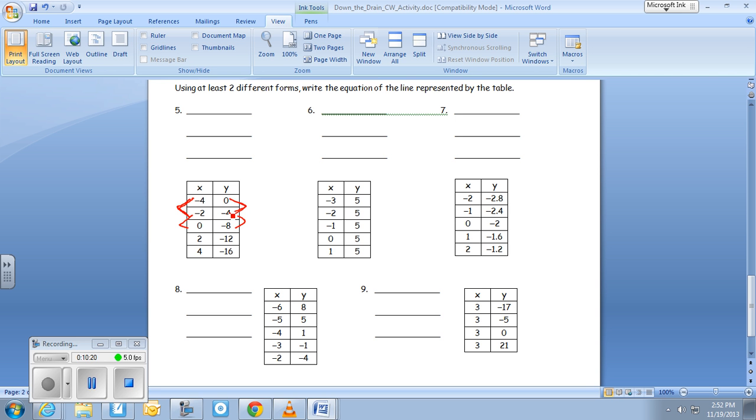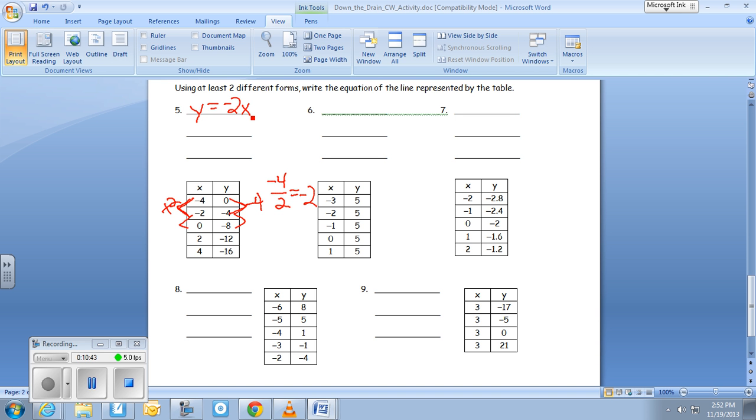So going from 0 to -4, I'm subtracting 4. Going from -4 to -2, I'm adding 2. So I would put a -4 over 2. So that would give me a slope of -2. So I'm going to start my slope-intercept form. y equals -2x. And then I just have to figure out what my y-intercept is.